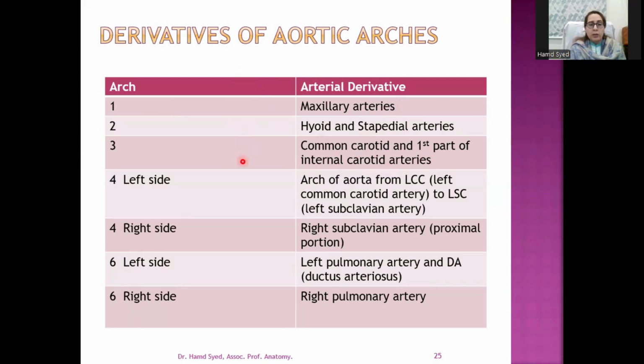Till now, the derivatives are the same on the right and left side. But in the case of the fourth aortic arch, the derivatives are different on the left and right. The left fourth aortic arch is going to form a part of the arch of the aorta, that is the portion between the left common carotid and left subclavian arteries. And on the right side, the fourth aortic arch will give rise to the proximal or initial portion of the right subclavian artery. Similarly, the sixth aortic arch, both right and left, will form the pulmonary arteries. But in addition, what you have to remember is that the left sixth aortic arch also forms the ductus arteriosus.